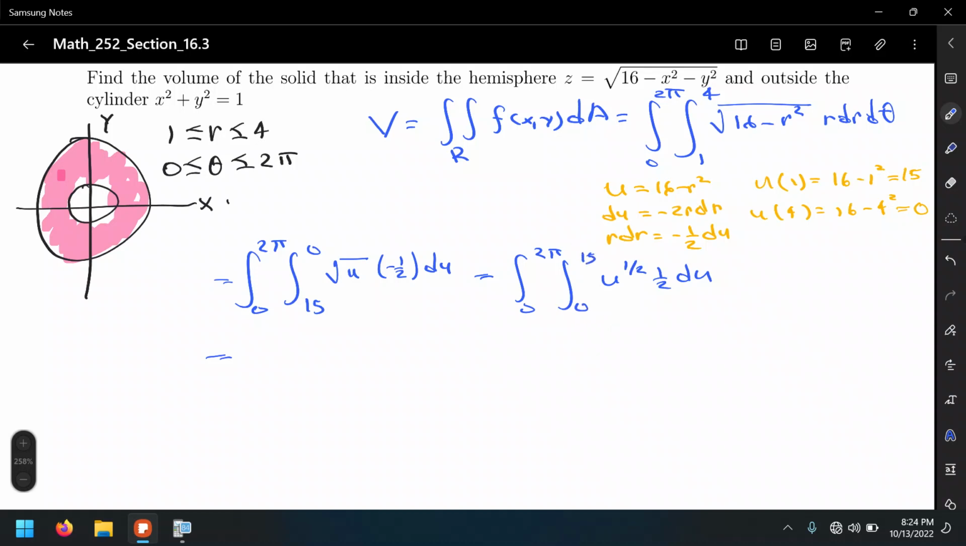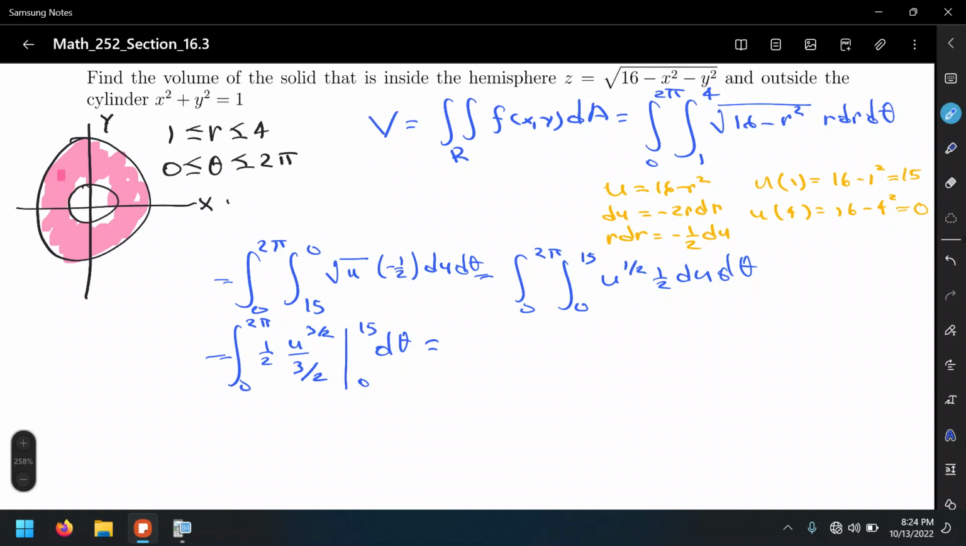All right, so let's take out 1/2. And that's u to the 3/2 over 3/2, and that gets evaluated from 0 to 15. And don't forget about the d theta. I forgot it here and there as well. All right, so dividing by 3/2, isn't it the same as multiplying by 2/3?